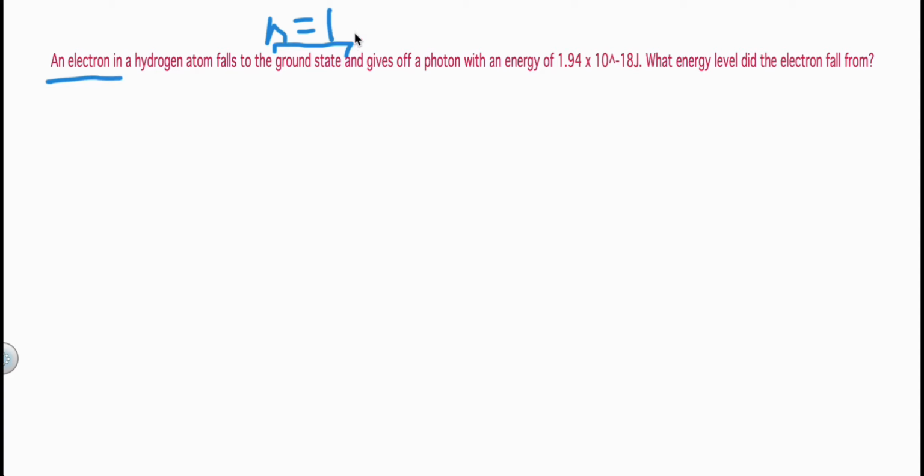Okay, so what we're solving for, this we know, this is the smallest number we can have. This is ground state. This is the lowest state that an electron can be at. So we know that n1 equals 1. N2 is what we're solving for. So we already have the energy that the photon gave off, and we know the Rydberg constant for energy. So let's plug everything in.